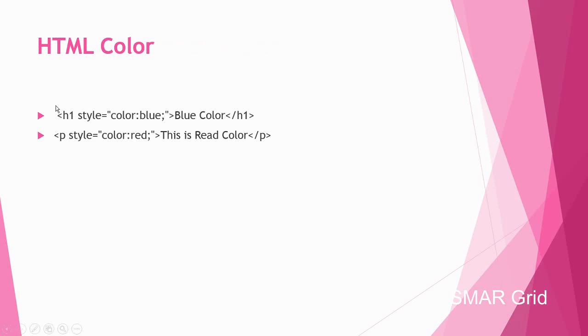Going forward, HTML color: we can define color for the h1 and paragraph tags that we have seen before. Here we have an h1 tag with style color: blue, so this text will be visible in blue, and this is the heading. Next, for a paragraph, you can set the color to red, and this entire text will be visible in red. You will see the example after the slides.